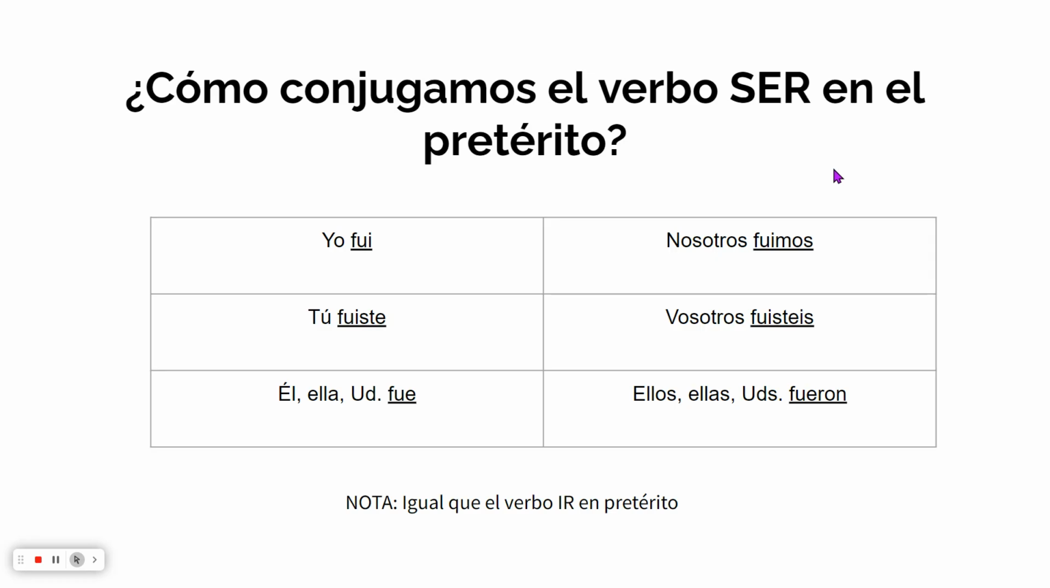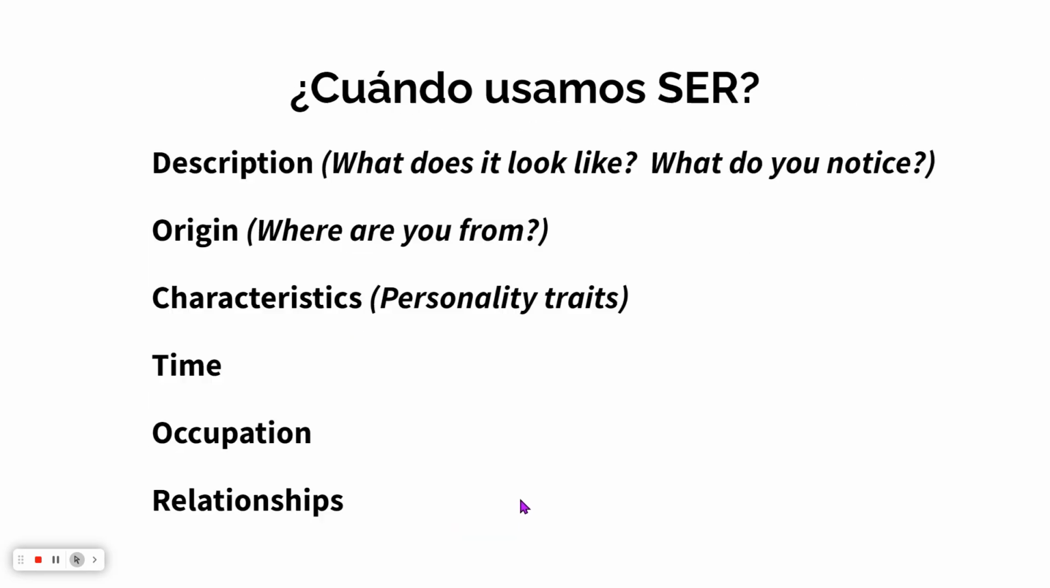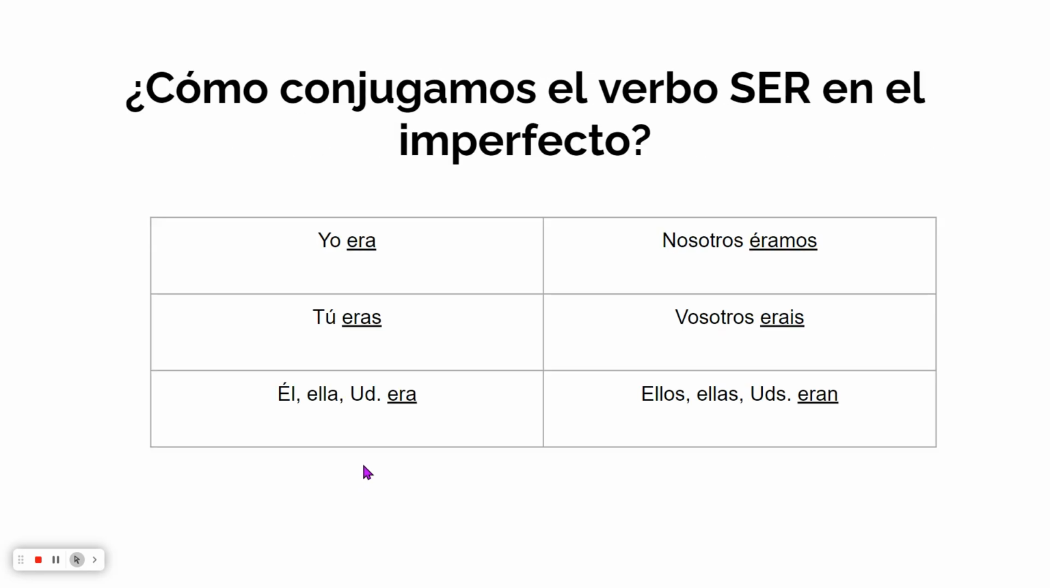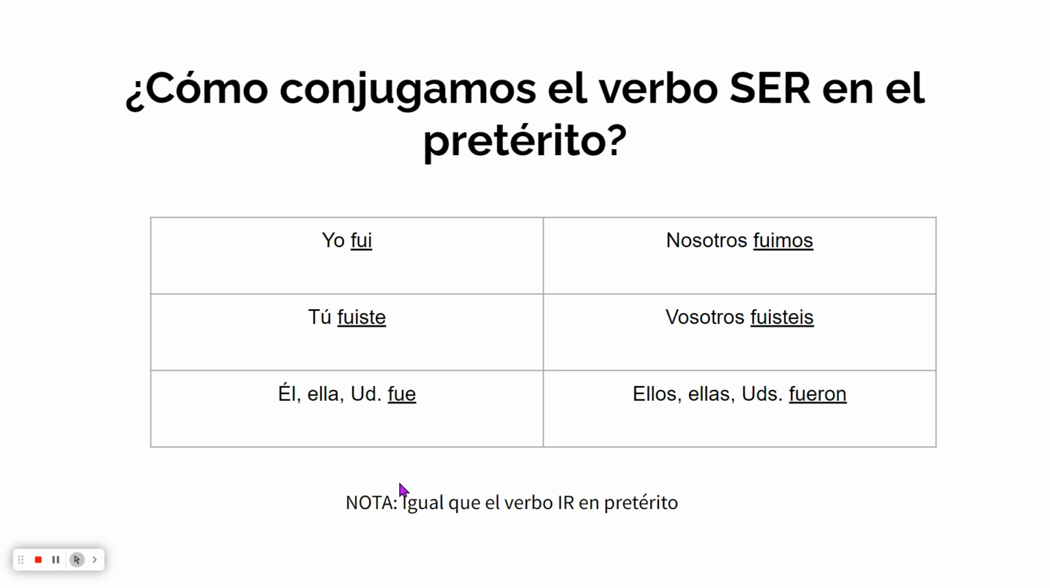And el pretérito, which you're really not going to use that often. You're really going to use these conjugations much more frequently with the verb, sorry, let me go back there, ir in the pretérito here, okay? But just so you know how to conjugate ser en el pretérito, yo fui, tú fuiste, él, ella, or usted fue, nosotros fuimos, vosotros fuisteis, and ellos or ustedes fueron.